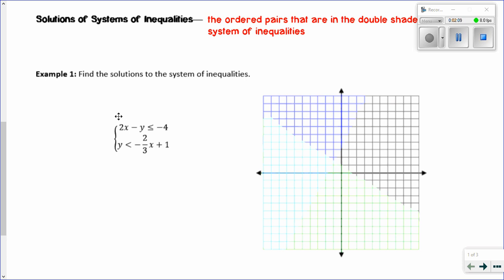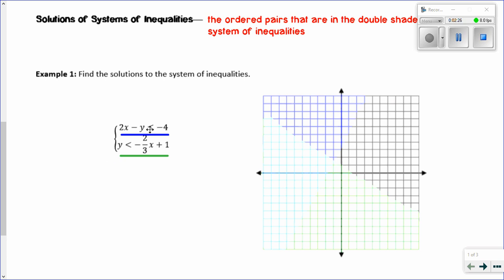And what I like to do to help me is to color code them. So I'm going to say that one's going to be blue and this one's going to be green. That way I can just keep it straight. You don't have to. It's not going to hurt you if you don't. I just like to, so it helps deconfuse me.